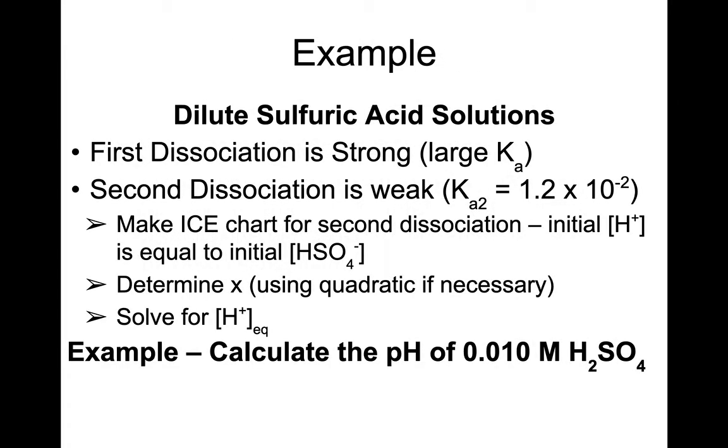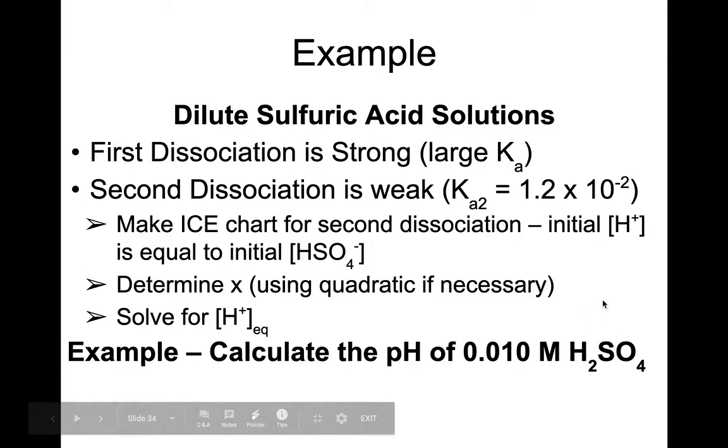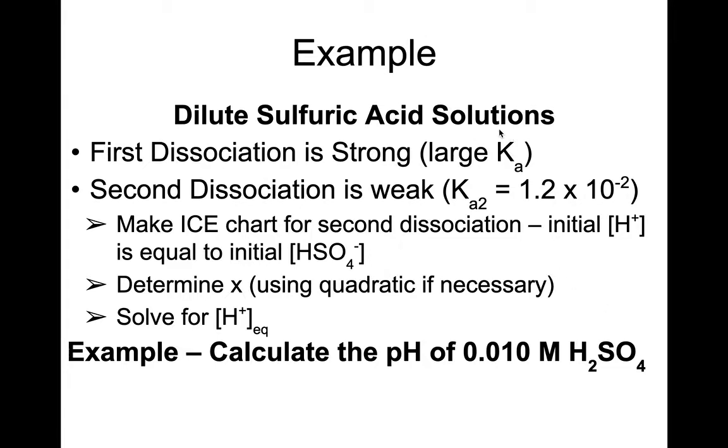So let's take an example. Sulfuric acid is a polyprotic acid. Its formula is H2SO4, so it has two potential dissociations. The first dissociation has a very large dissociation constant. It's very strong, and a lot of the hydrogen will dissociate. The second dissociation is weaker, 1.2 times 10 to the negative 2.